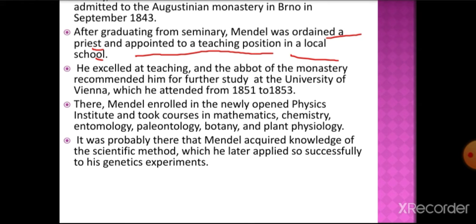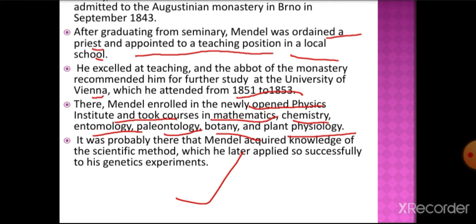He excelled at teaching, and the monastery recommended him for further study at the University of Vienna. So he attended the University of Vienna from 1851 to 1853. There, Mendel enrolled in the newly opened Physics Institute and took courses in mathematics, chemistry, entomology, paleontology, botany, plant physiology, all kind of things. And it was probably there that Mendel acquired knowledge of the scientific method, which he later applied so successfully in his genetic experiment.